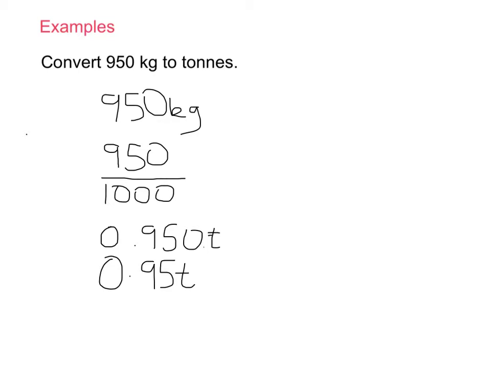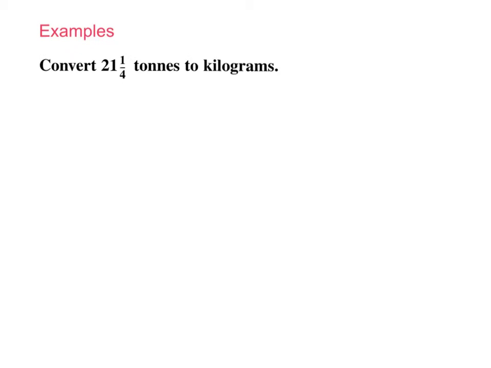What have I done there? My decimal place was here when it was kilograms. I've moved it 1, 2, 3 places to the left because I've divided instead of multiplied. So my answer for 950 kilograms to tons is 0.95 tons. Finally, our last example. We've got a little bit of a fraction in here. It says convert 21¼ tons to kilograms.